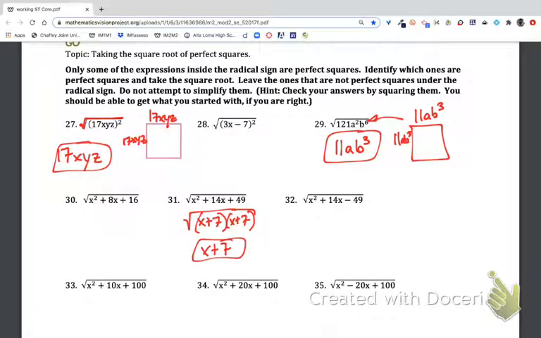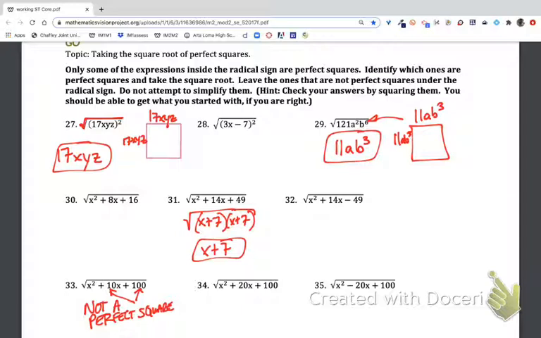For number 33, two numbers that multiply to get 100 and add to get 10. Not a perfect square. Okay, we have to leave that one alone.